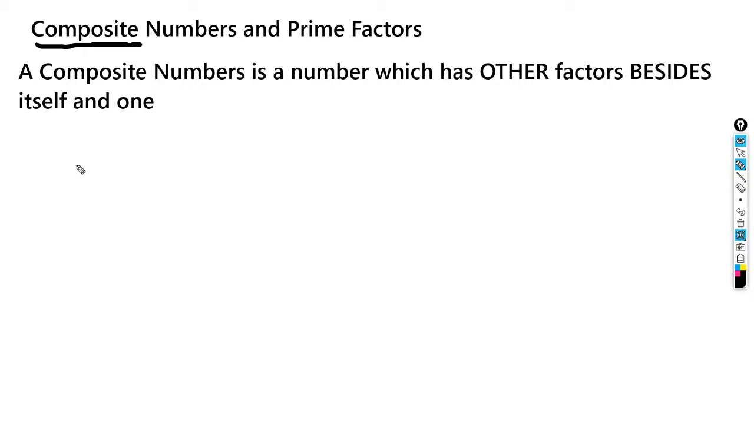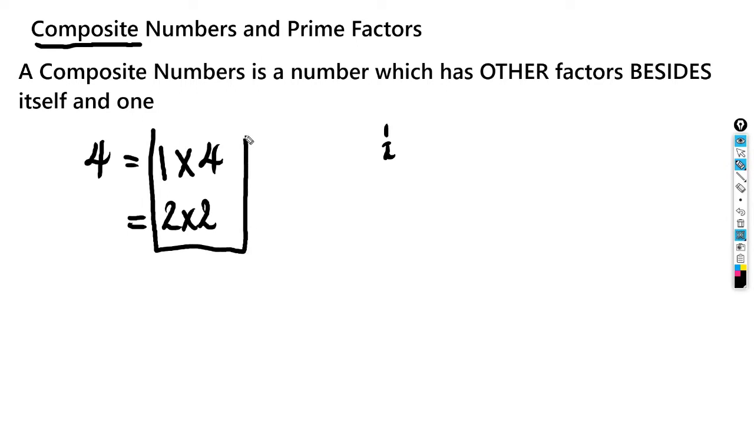So let's look at some examples here. Let's look at 4. 4 is a good example of a composite number. Let's just find the factors. We know that we can multiply 1 times 4, which would give us 4. Can 4 be divided by 2? Yes, it can. And when you multiply 2 times 2, you get 4. We don't really need to move on here. These are all the factors for 4. So the factors for 4 would be 1, 2, and 4, right?